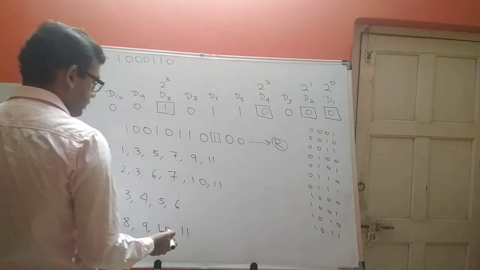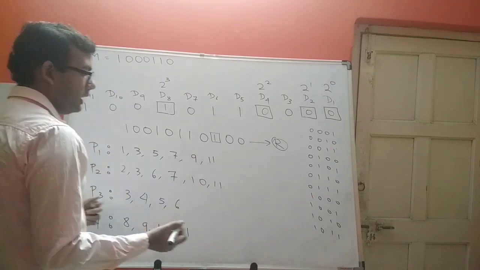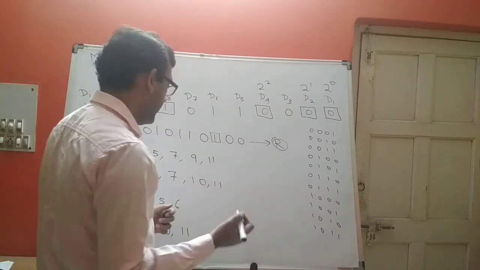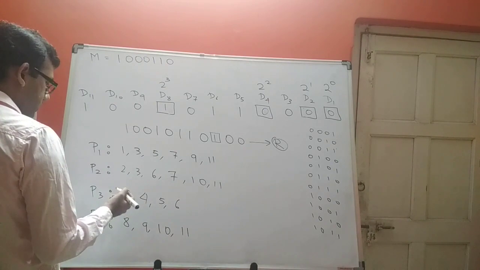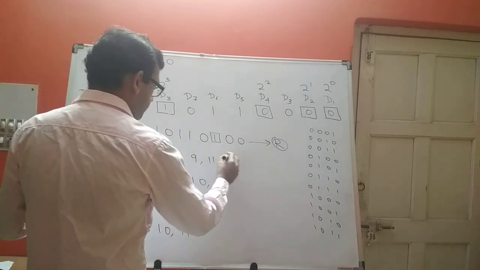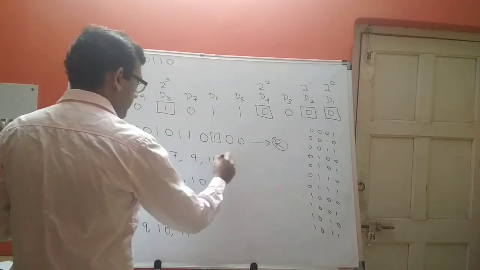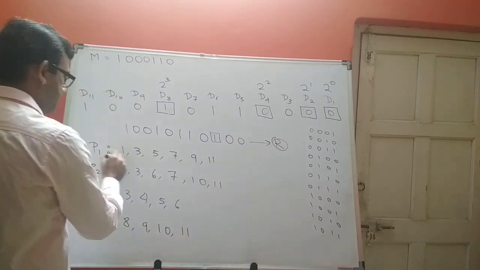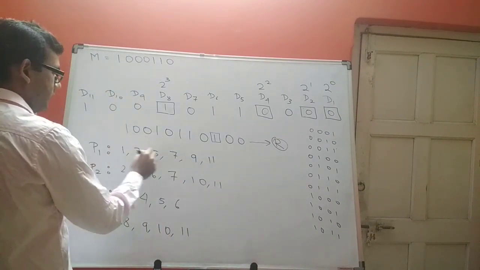Now what do you have to do? Now you have to find the error codes. So how do you find the error codes? The error codes are found simply in this way. So for P1, what you do is you look at these position values. So what are there at 1, 3, 5, 7, 9 and 11?